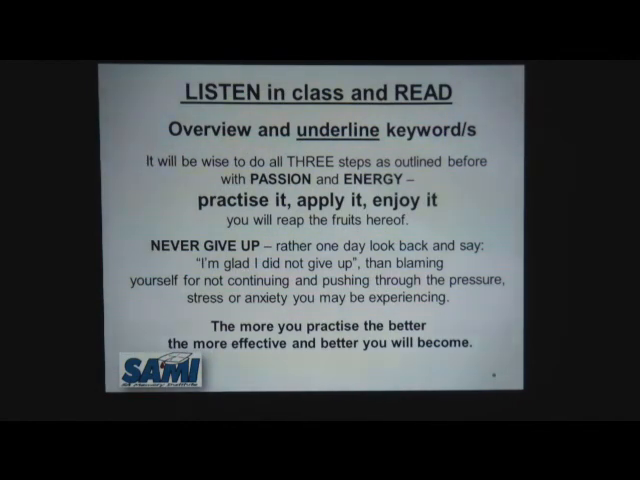To listen in class and read, it's important to firstly have a good overview and to underline your keywords. It will be wise to do all 3 steps as outlined before with passion and energy. Practice it, apply it and enjoy it. You will reap the fruits thereof.